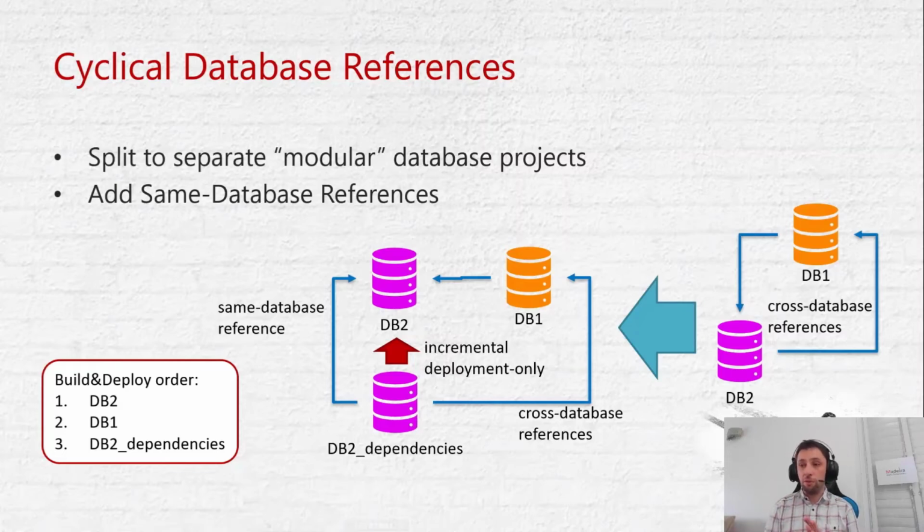Both the build and deploy order in this case would be DB2, which would not contain objects which depend on DB1, okay? And then you deploy DB1, which does have dependencies on DB2, okay? And then you would deploy the DB2 dependencies project, which has dependencies on both the databases, okay? It's a bit complicated, I know, but it does solve the problem.